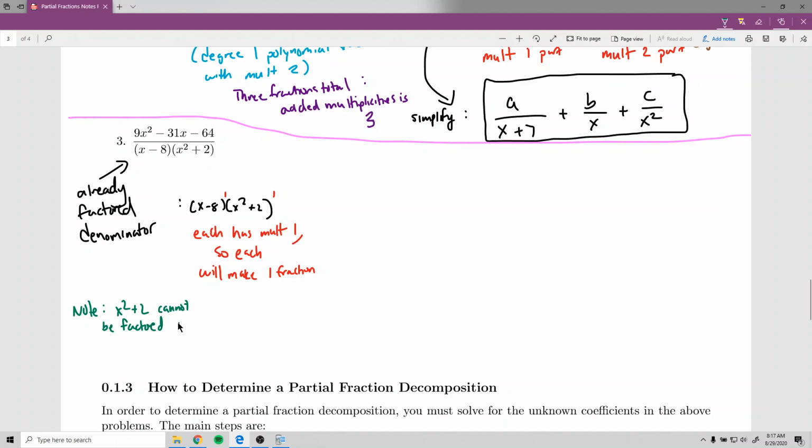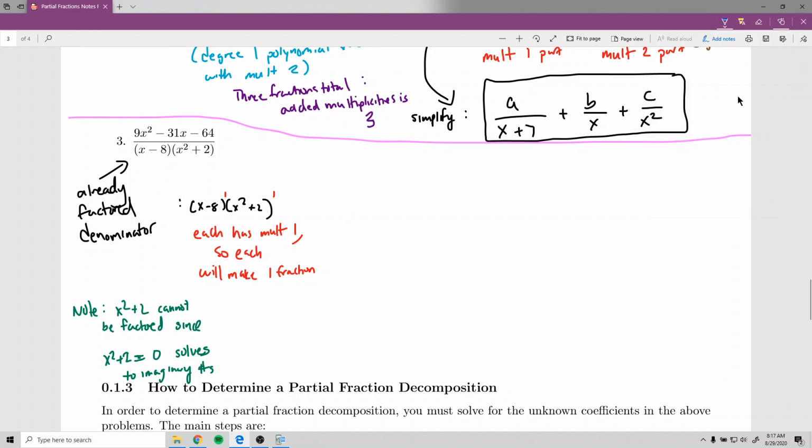X squared plus 2 cannot be factored since, anytime you have something and you want to know if it can be factored, if you set it equal to 0 and try to solve it, if you get imaginary numbers, then it cannot be factored. And so x squared minus 2 would be fine because when we have a minus 2, then we add and get a plus 2 and then do the square root. But when you have x squared plus 2, when you subtract the 2 and then do the square root, you're trying to do the square root of a negative number. So it cannot be factored.